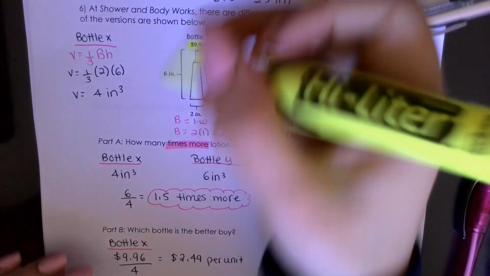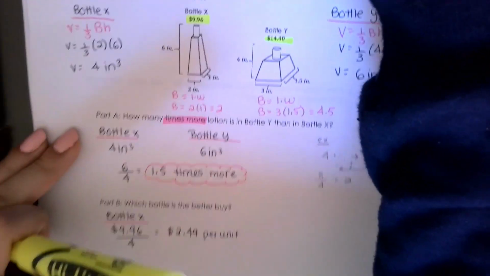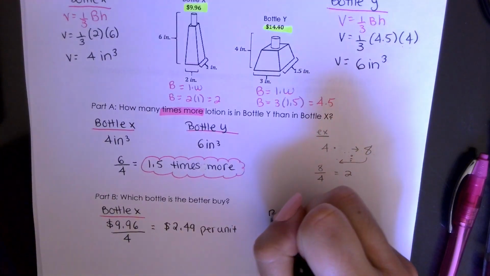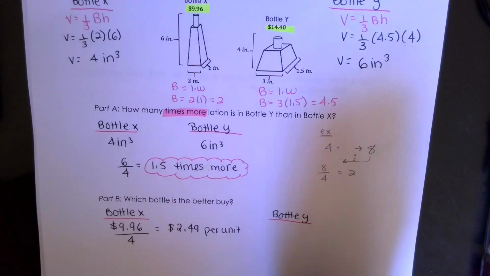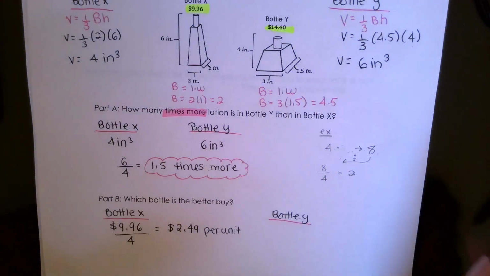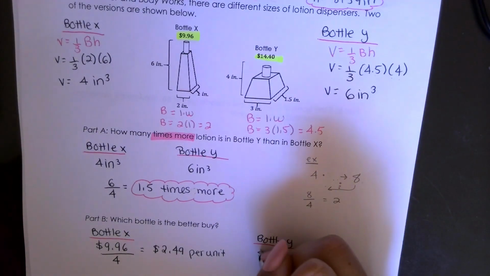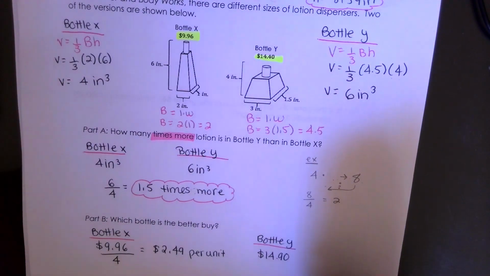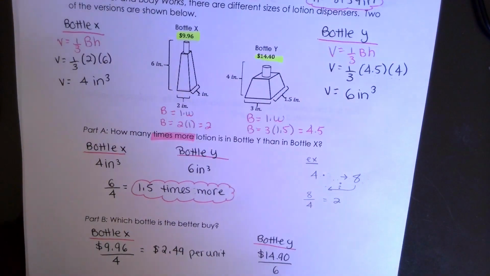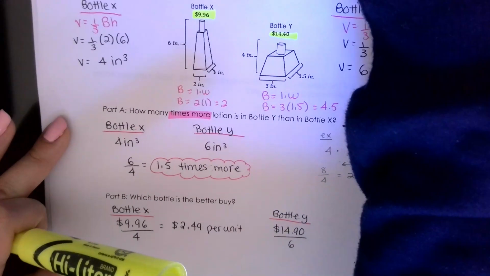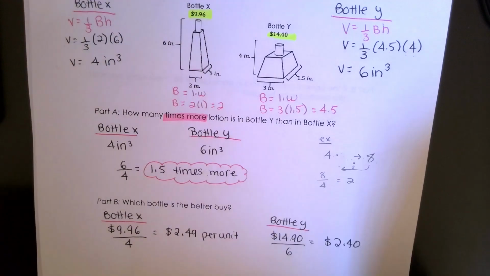Next, look at bottle Y. Yeah, it's more expensive, but is it worth it? Because you get more. So let's see. Bottle Y, the price there was $14.90. And the whole volume was 6. So what is the price per unit, per one volume of it? When you divide that, you get $2.40.